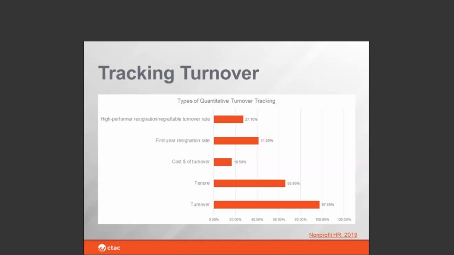Other aspects some tracked were first-year resignation rates, so the resignation rate of individuals, how many first-year employees left, and also high performer resignations or regrettable turnover rates. You'll see the 27%. So the turnover of workers that are highly productive and have key skills that you valued in your agency but left for one reason or another.